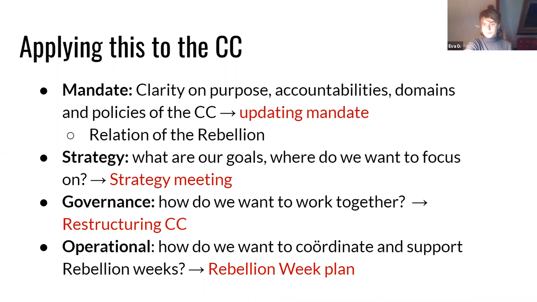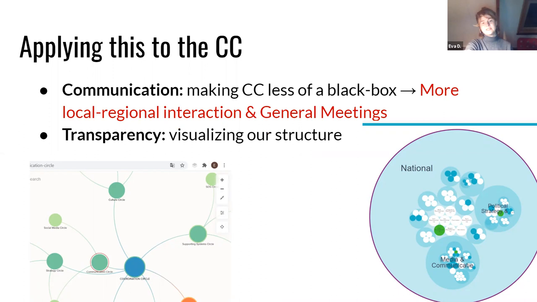Then, communication-wise, the CC is very often seen as a kind of black box. People don't really know what happens there, and there's not so much local and regional interaction. So that's something we want to bring in more, really bring local and regional groups in, but also that we learn more from them, as well as that we start with general meetings again, where we invite people to talk about all these big issues, and it's not only the CC discussing them. Another thing for transparency would be visualizing our structure, so you don't need to find your way only through Mattermost and reading all these mandates, but it's also clear from a visualization.